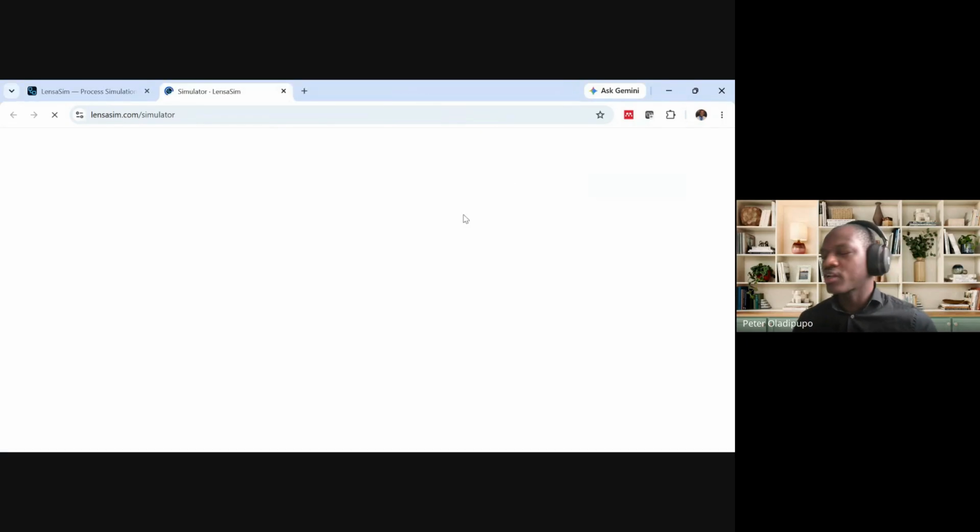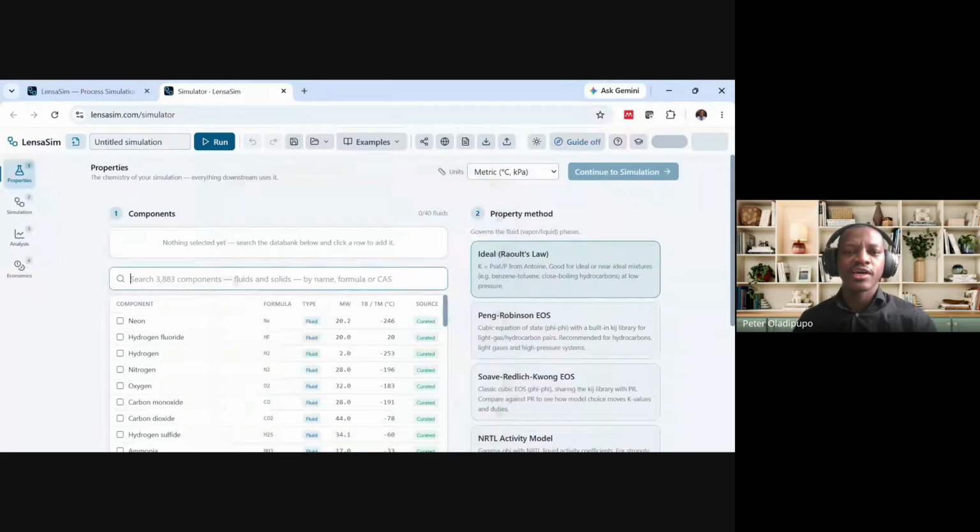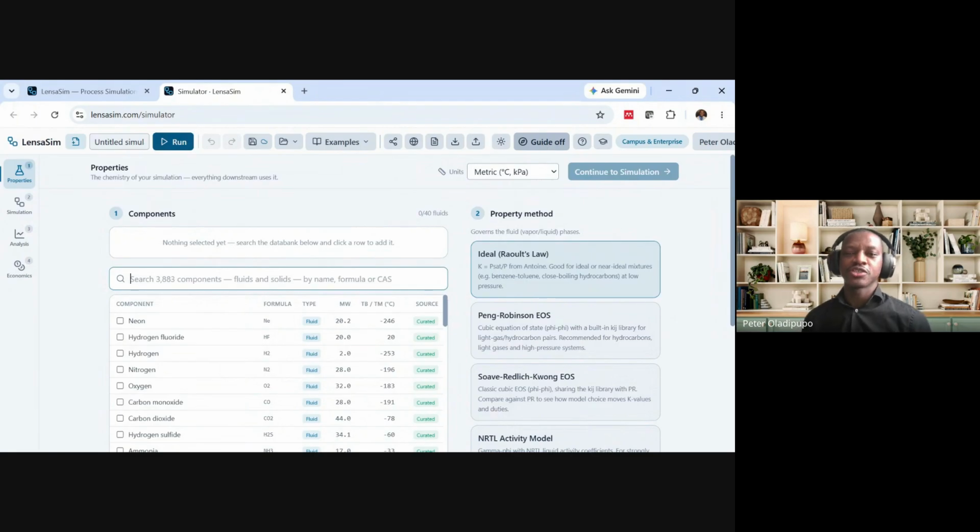Okay, so we click on Open Simulator, and so we are here, and one thing I would show us is there's this guide system. LensaSim has a guide system for first-time users. So you can turn it on, and it will guide you through the process, right? But for this exercise, we'll be turning it off. So the guide is off, right?